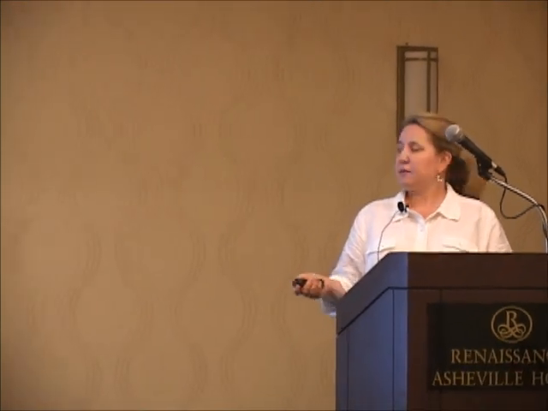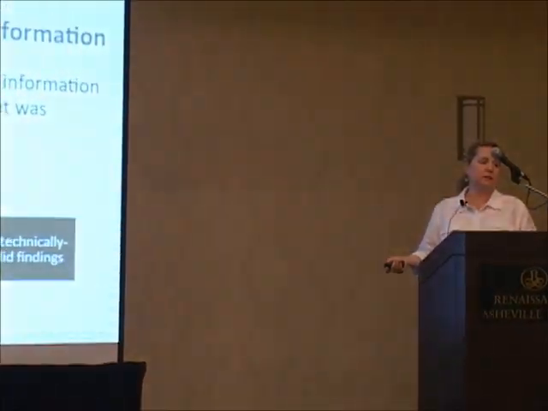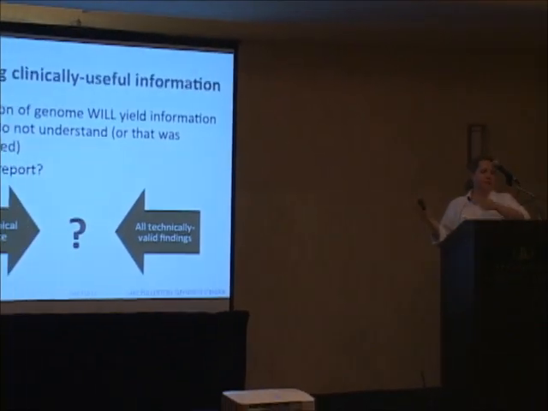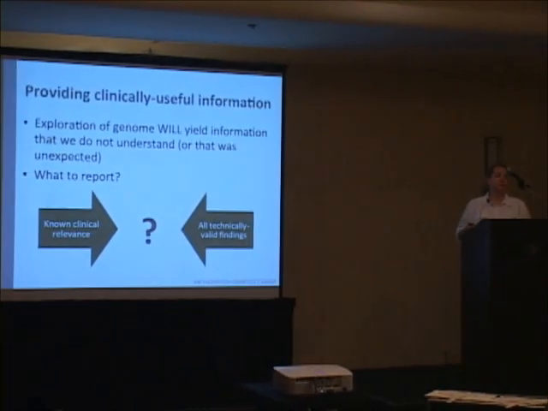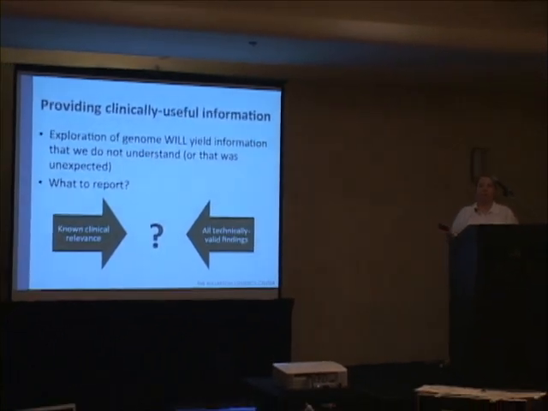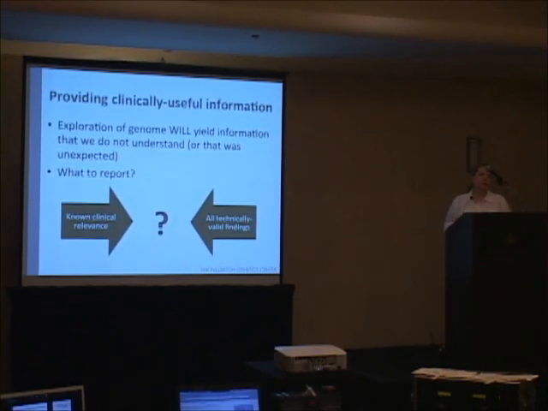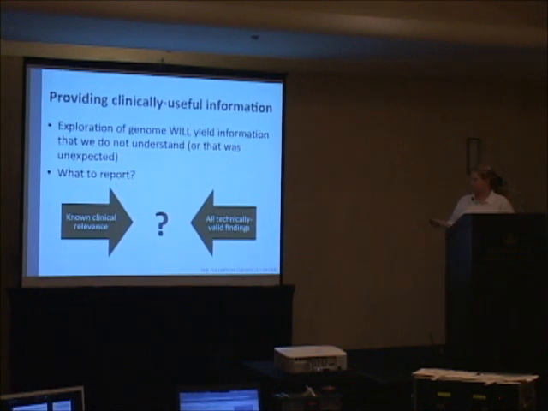So most labs try to strike a balance in what they report. When you look at the entire genome, you're going to find information that we don't understand or that we weren't expecting. So what should be in the clinical report? Should we only include those findings of known clinical relevance, or those of known clinical relevance that the clinician was asking for? Or should we include all technically valid findings? And I would say most labs find themselves somewhere along this continuum, some closer to one side than others. And clinicians are the consumers of these laboratories, and they pick the lab that has a reporting style closest to what they're looking for in their patient population.